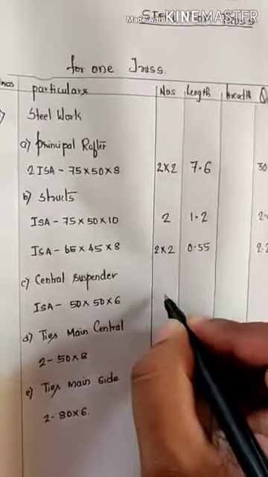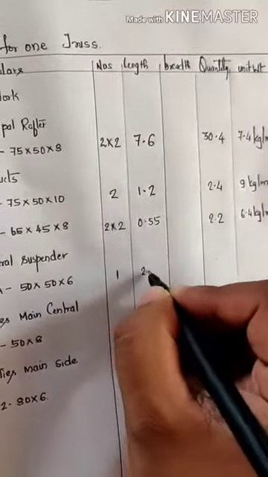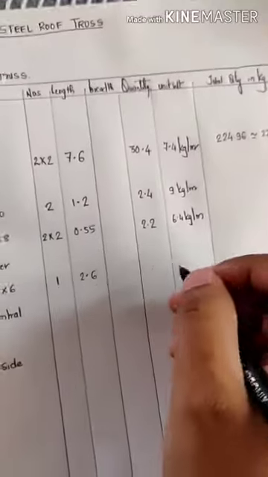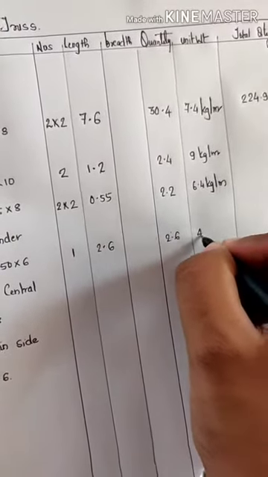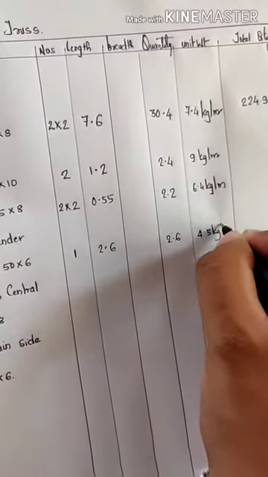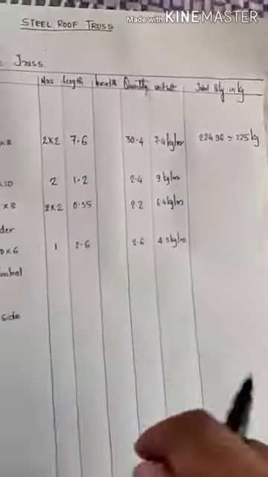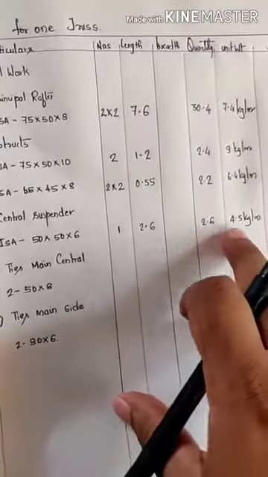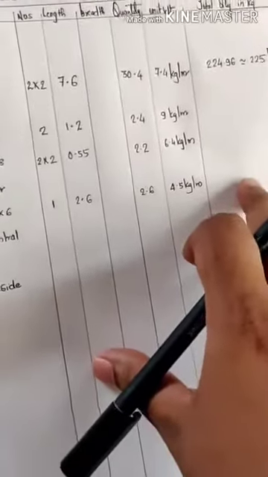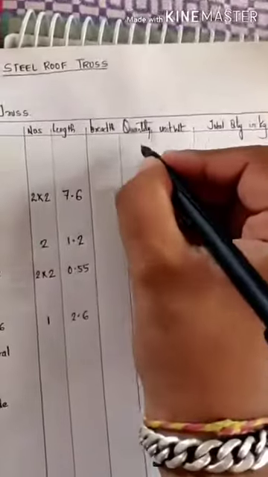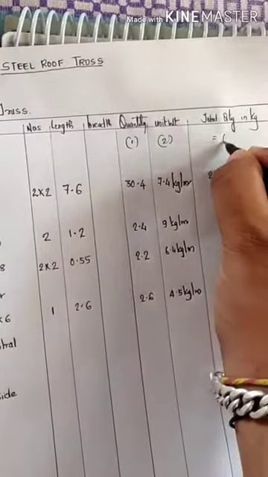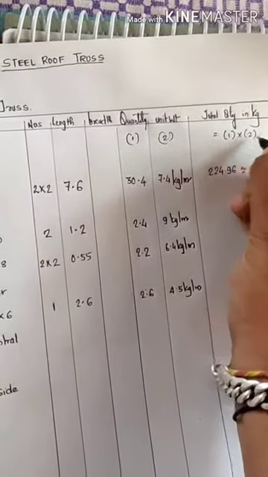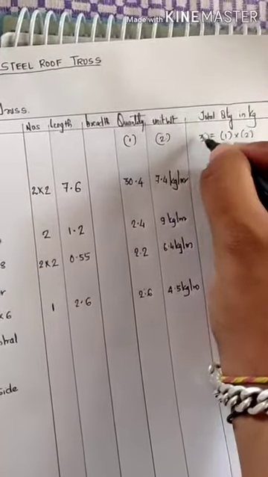So when you write here, quantity is 1, length is 2.6. So total quantity will be what? 2.6, and weight is what? 4.5 kg per meter. So convert that and write the total quantity in kgs. Just multiply this with this and you get this. So if I write this as 1 and this as 2, so this will be equal to 1 into 2. So this is 3.